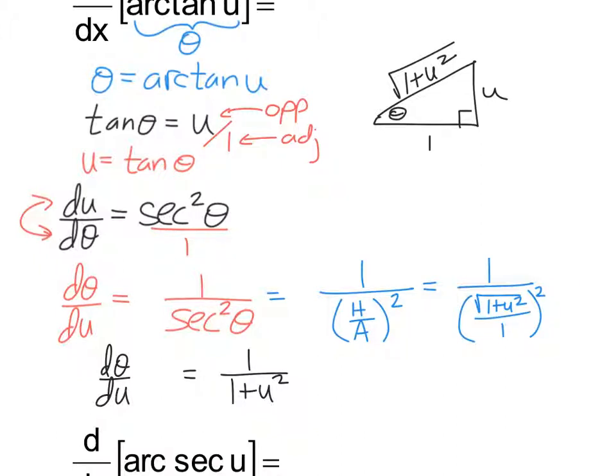So then all I have to do to get my d theta dx, which is my ultimate goal here, is multiply both sides by du dx. The du's would cancel on the left, leaving you with what you want, d theta dx, and on the right, you now have a rule.